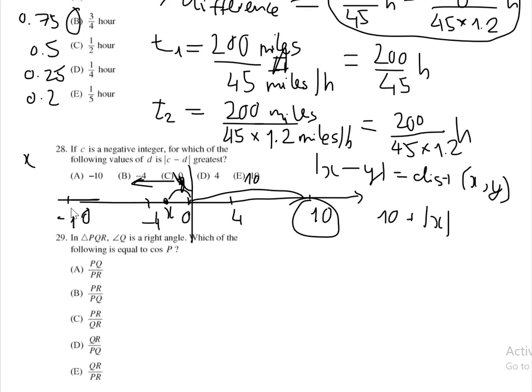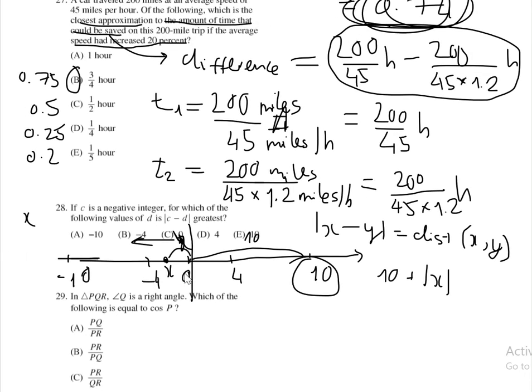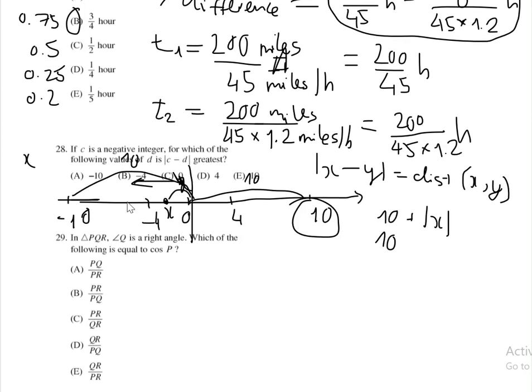And why not -10? For -10, the distance will always be 10. You see, this distance is 10. Sorry for writing over the title, but the distance between 0 and -10 is 10, and the distance between 0 and x is the absolute value of x. So the distance between x and -10 is 10 subtracted by the absolute value of x, and this is obviously smaller than 10 plus the absolute value of x.